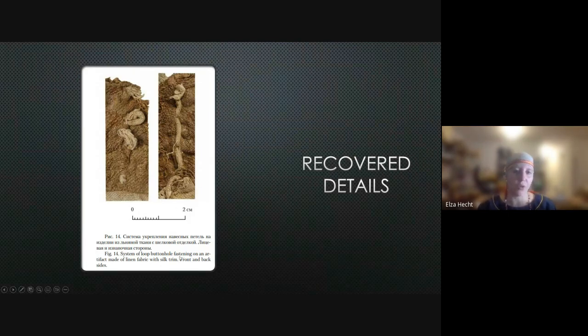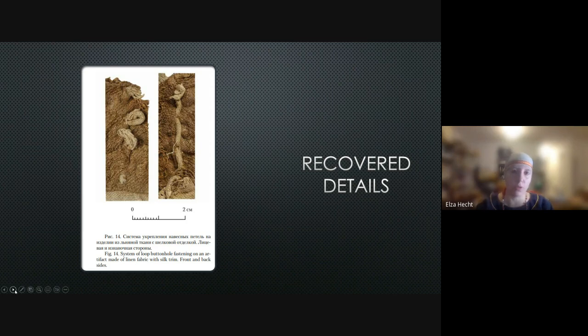This is actually the loop buttonholes, and it was linen fabric with a silk trim, but we don't know what it is from. Probably it's a sleeve or the front of the clothes, but again, we don't know. This was like some random piece that was found, but we can see how they did the loops. We can pretty much analyze the seams, and there will be more about that further, but I guess it helps a little bit.